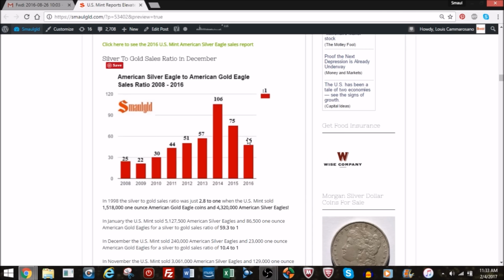And then as the price of silver rises and people start getting a little more concerned about the economy, people buy less silver on a percentage basis than they do gold. But 2014 was definitely peak. The U.S. Mint sold 106 one-ounce American Silver Eagles to every one American Gold Eagle, one ounce.